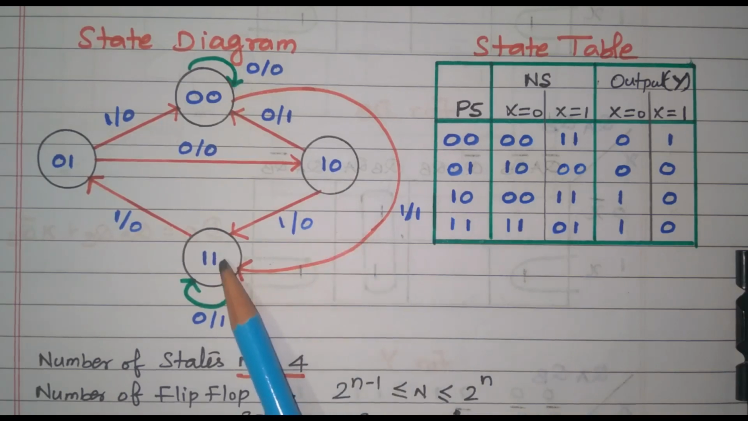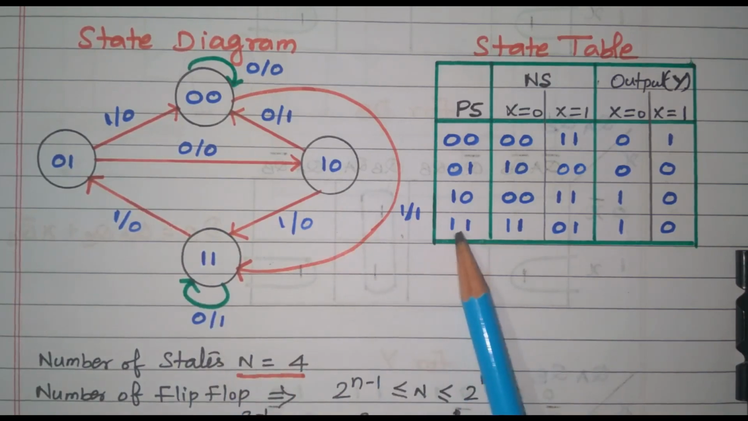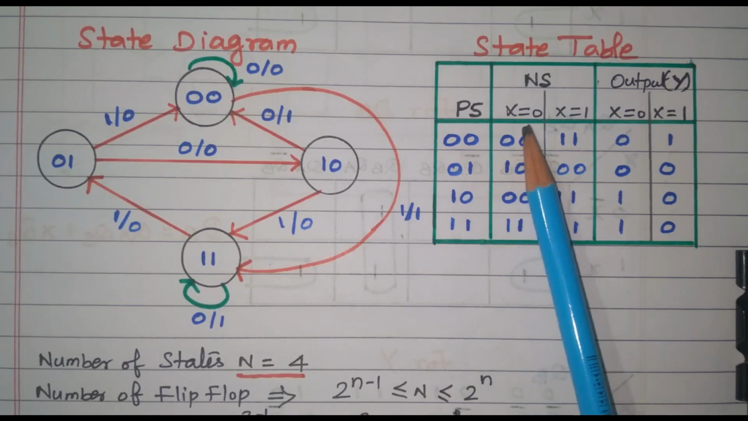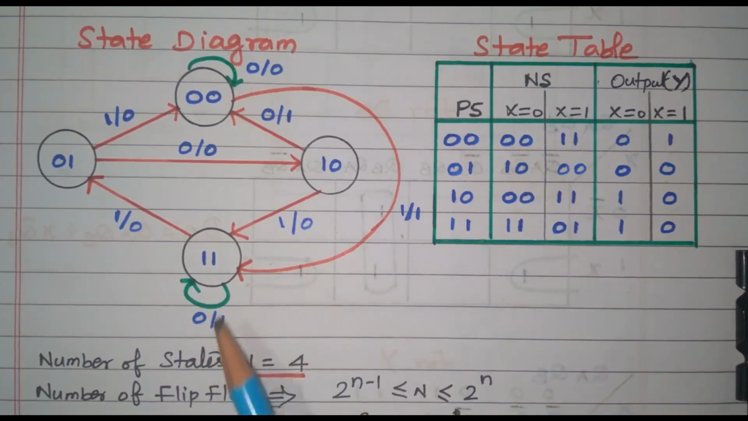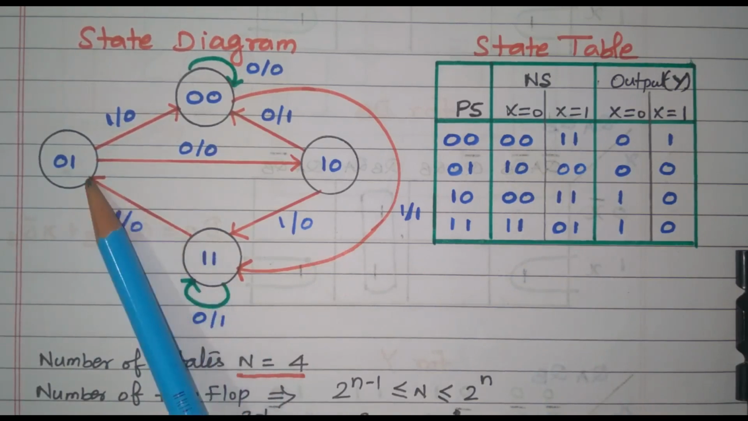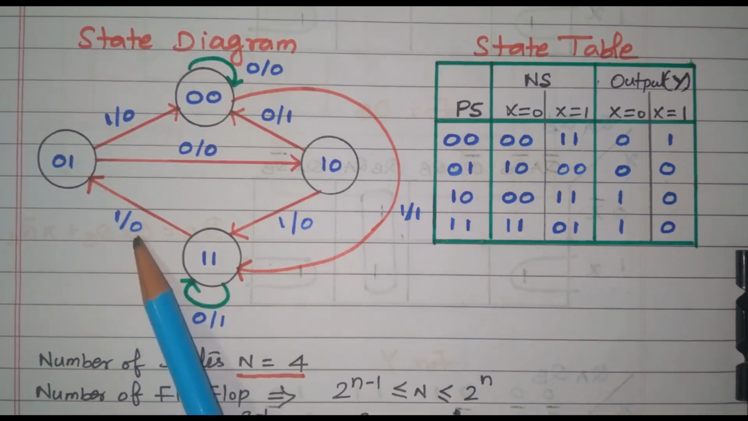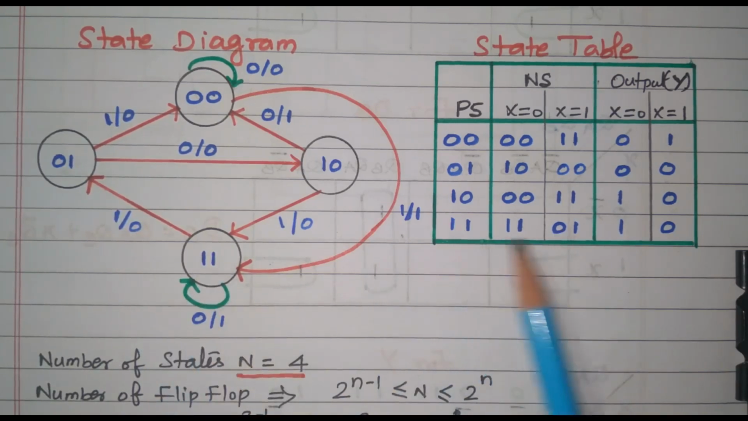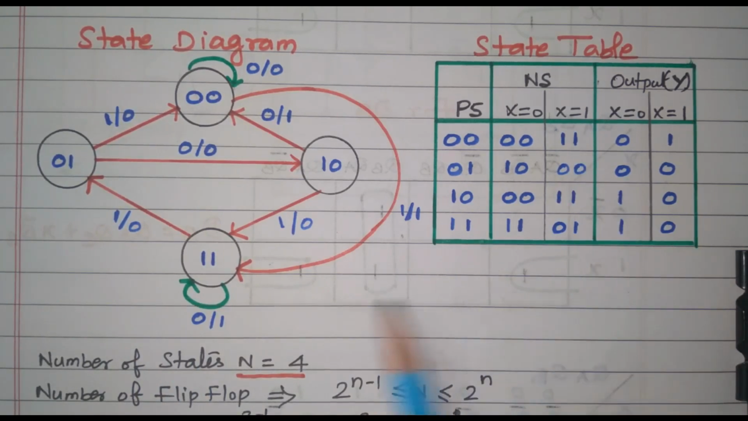Now, it is 1, 1. So, 1, 1 goes to 1, 1 itself for input equal to 0, output is 1, right. Input 0, output 1. The same 1, 1 goes to 0, 1 for input equal to 1, output equal to 0, right. Now, from the state diagram, we framed the state table, right.